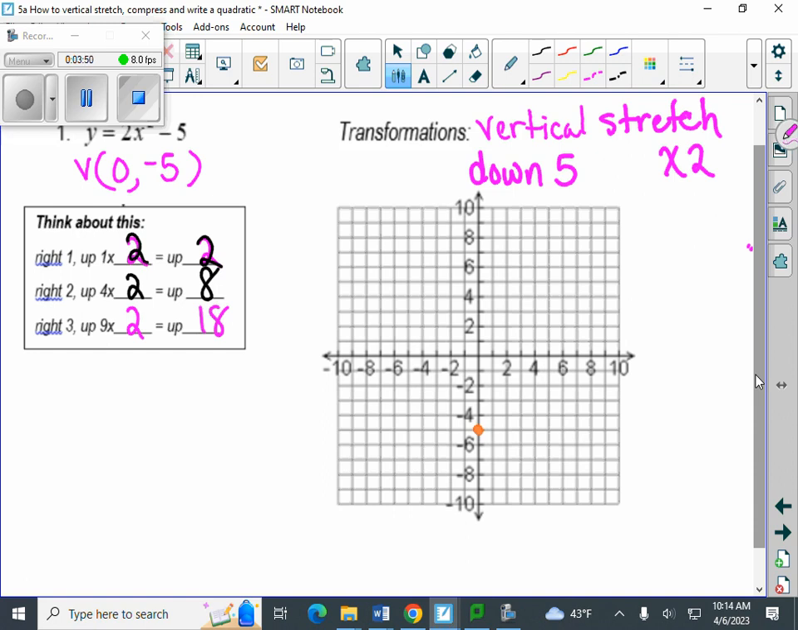Again, centered around this orange point. Now that we've calculated our values here, we're going to go right 1, up 2. We're going to go right 2, up 8. 1, 2, 3, 4, 5, 6, 7, 8. The pattern is the same on the left. We went right 1 up 2, so we're going to go left 1 up 2. We went right 2 up 8, we're going to go left 2 up 8. And do the best you can to draw the picture.